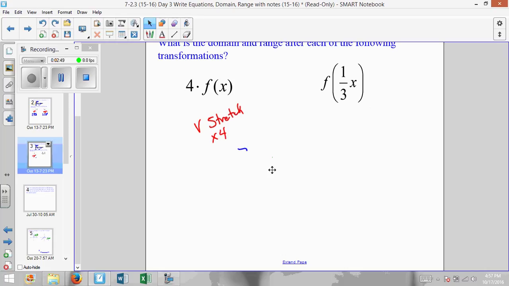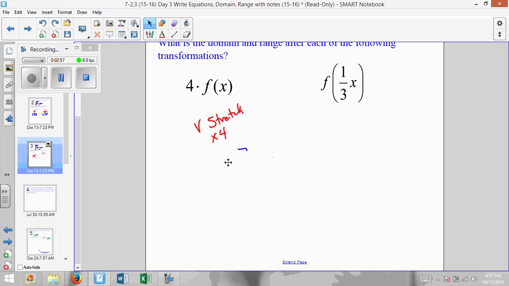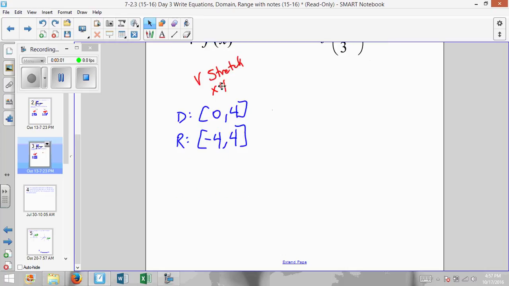So the only thing that is affected is the range because the domain is not changing. There was no horizontal change. There was only the vertical stretch. So it makes sense that only the range is going to change. So the range got multiplied by 4.